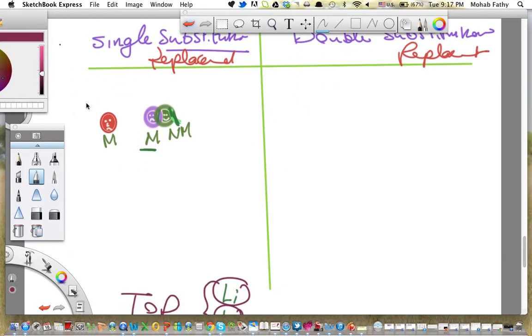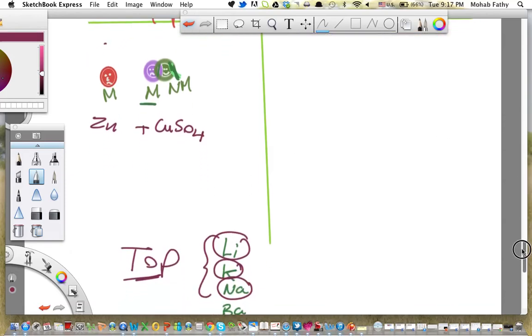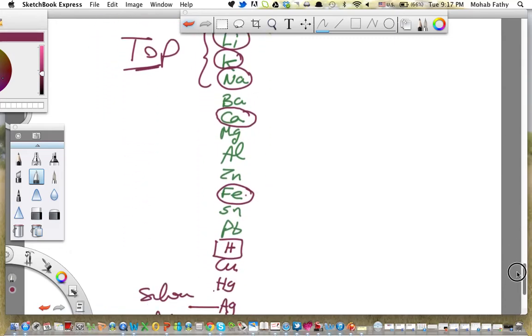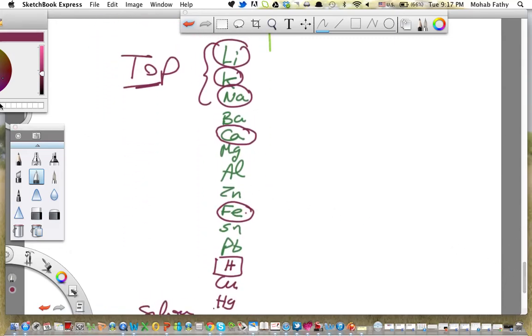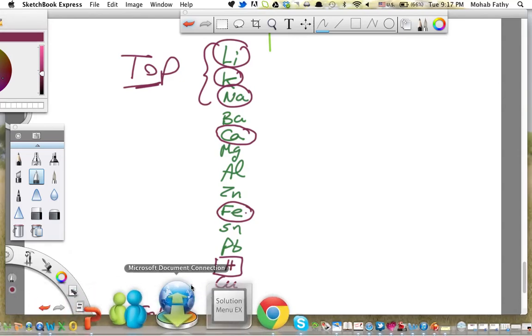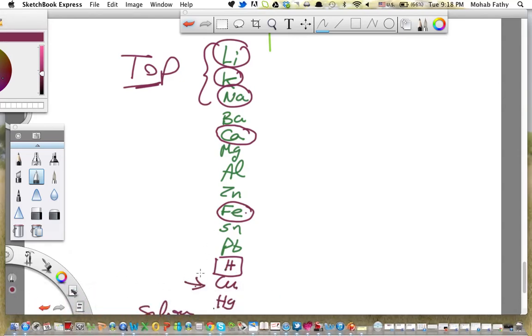Okay, if I put zinc, this is zinc, a metal, one of this group of metals, on copper sulfate, do you expect that zinc can replace copper or not? Take a look at this series and then tell me. Where is zinc? Yes, zinc can replace copper because copper is below hydrogen here, and zinc is above hydrogen. So zinc can replace copper.